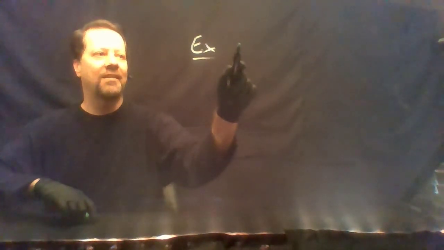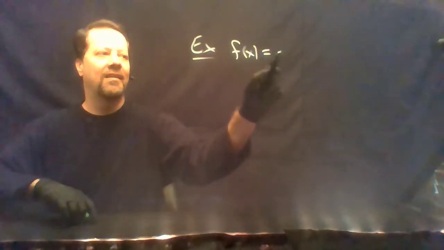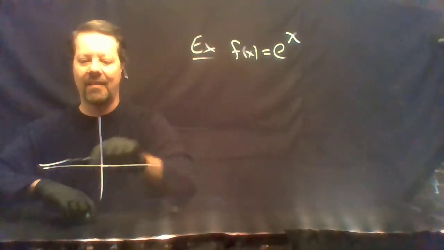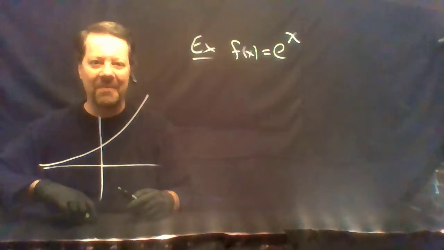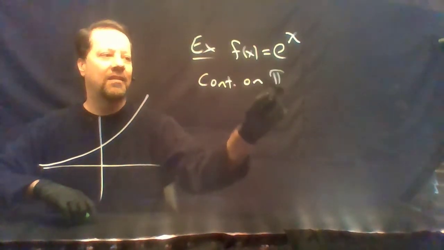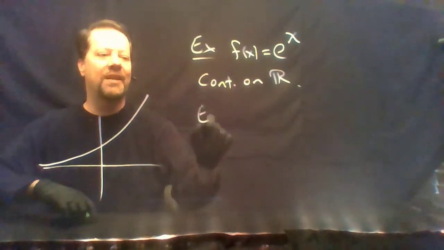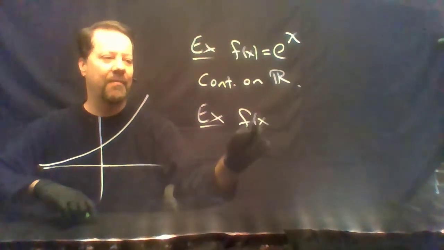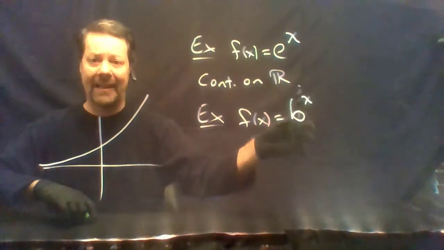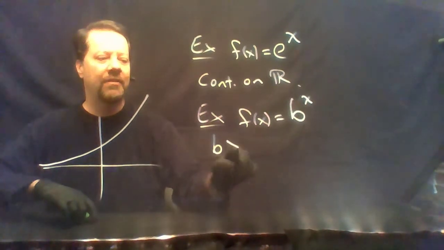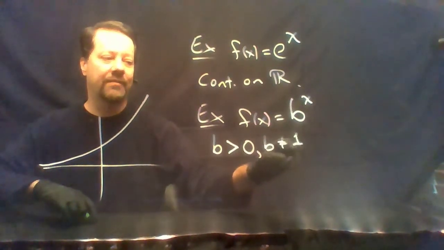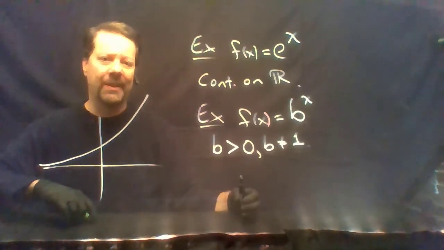What about e to the x? Look at me draw that without lifting my pen. It's continuous on the entire real line, but so is every other exponential function. Exponential functions are of the form b to the power x, where b is the base. We are going to assume, of course, that b is greater than 0 and not equal to 1, so that we have a bona fide exponential function.